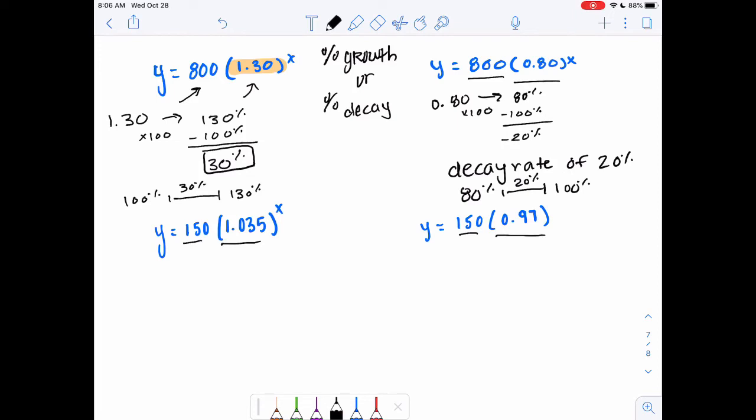Let's take a look at this next one. Once again, you've got your multiplier. Multiply it by 100 to convert it into a percent. So we get 103.5%. I'm going to take away 100% and see that my growth rate is 3.5%.